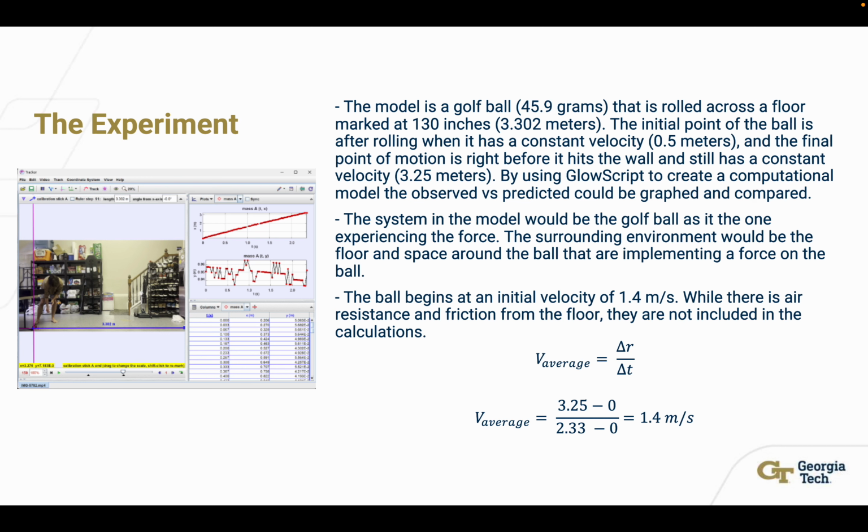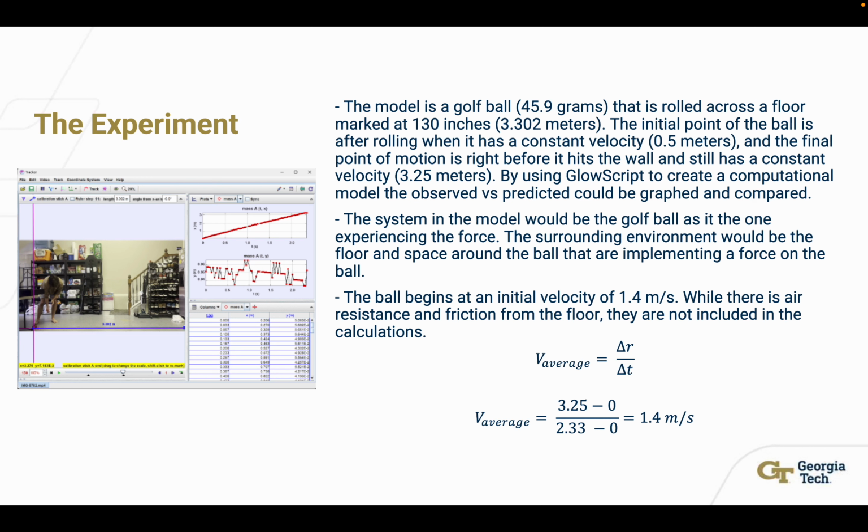I started the initial point of the ball when it had constant velocity, since I was rolling it, so that was about 0.5 meters, and then the final point was right before it hit the end, where it would have stopped and had no velocity, which was 3.25 meters. By using GlowScript to create the computational model almost identical to this observational model, we could create two position versus time graphs and compare them, as I said before.